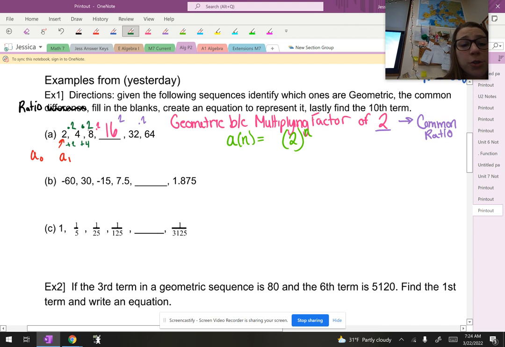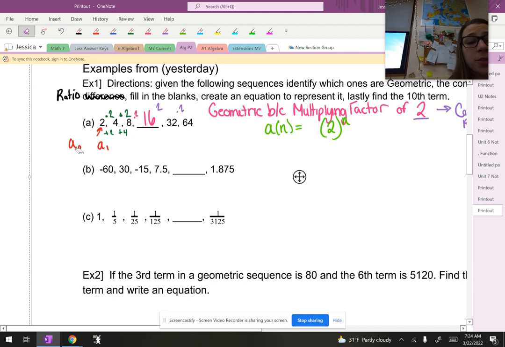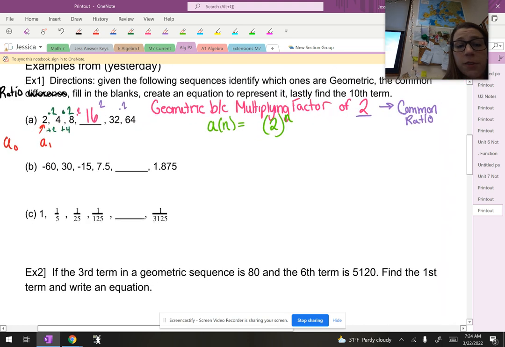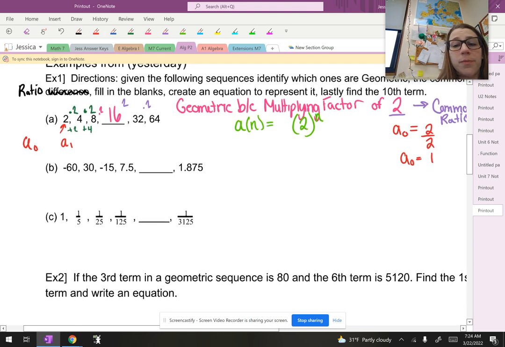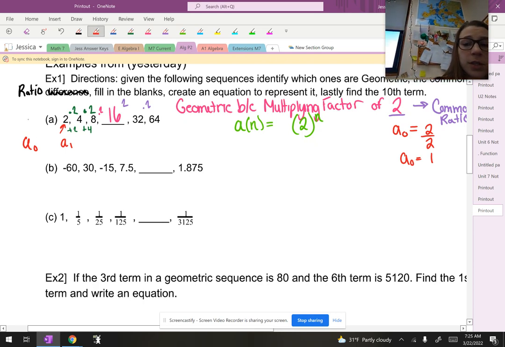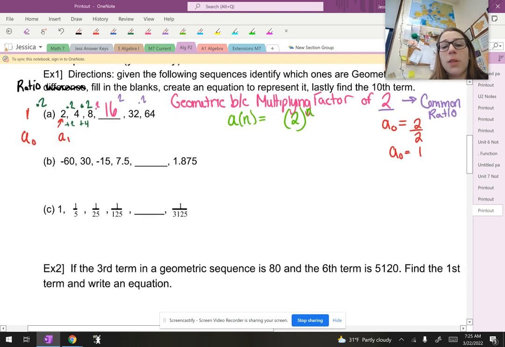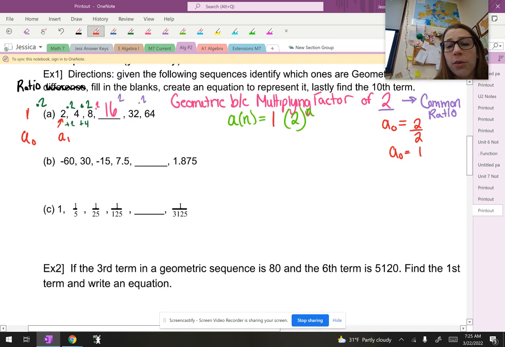So if I multiply by 2 to go forward, I would need to divide by 2 to go backwards. So I'm going to fill this in over here. A sub 0 is equal to 2 divided by 2. A sub 0 is equal to 1, which makes sense because 1 times 2 would get me to 2. So a sub 0 is 1. 1 times 2 gets me to 2. So my a value is now 1.